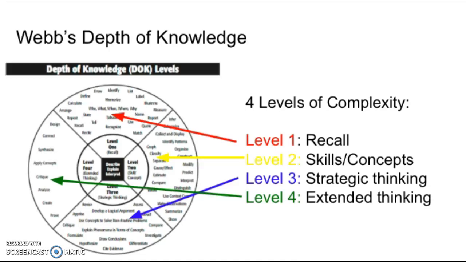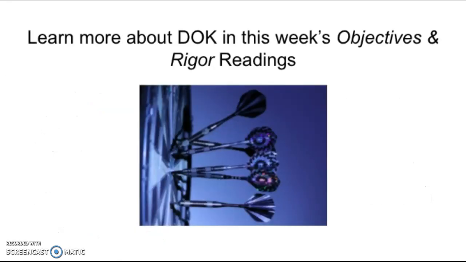Once you move to level 3, you're getting more into strategic thinking. And this is where students will draw conclusions, appraise, differentiate, do some higher level comparing, and so on. And finally, level 4 is where we are extending thinking, and we're having students synthesize and design and create analyses and so on. So you can see the level of rigor goes up with each different level of complexity.